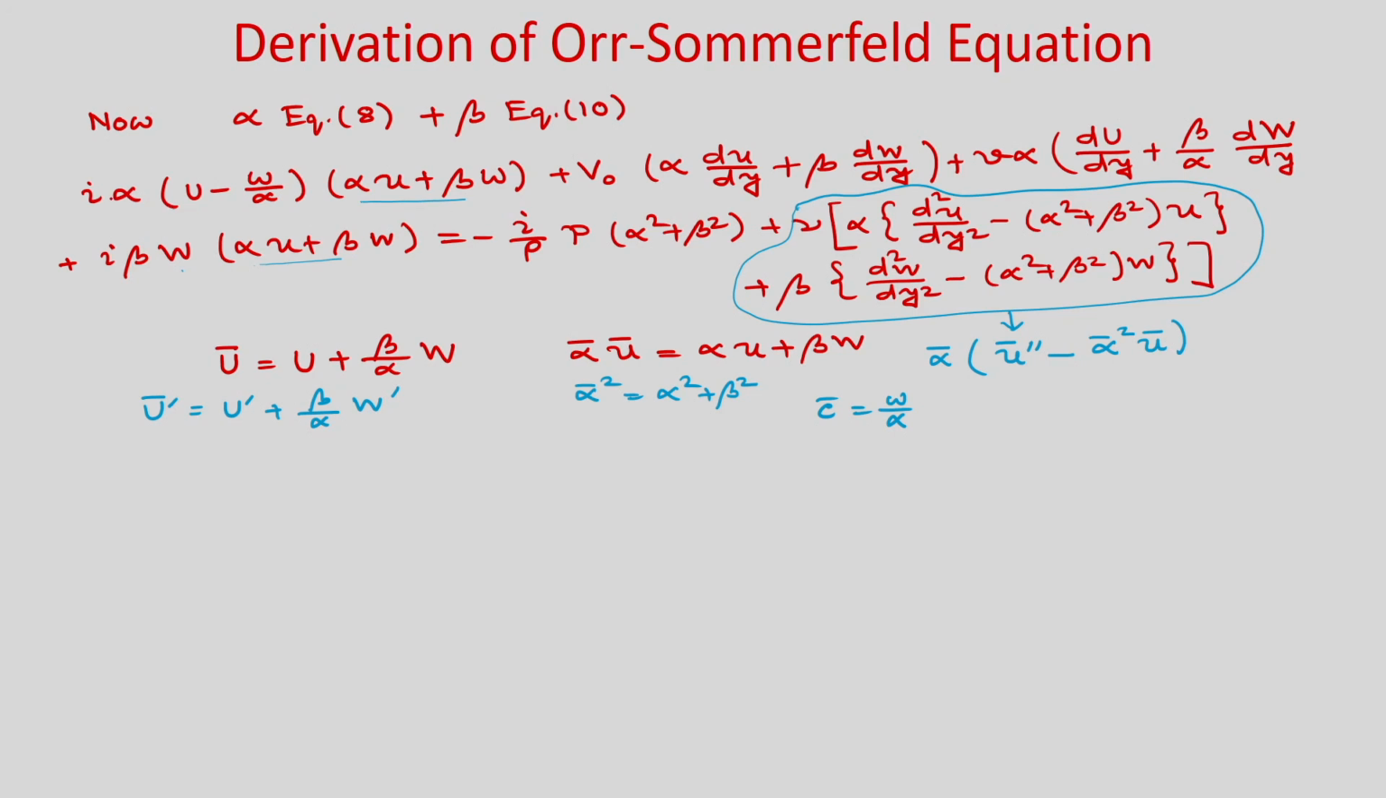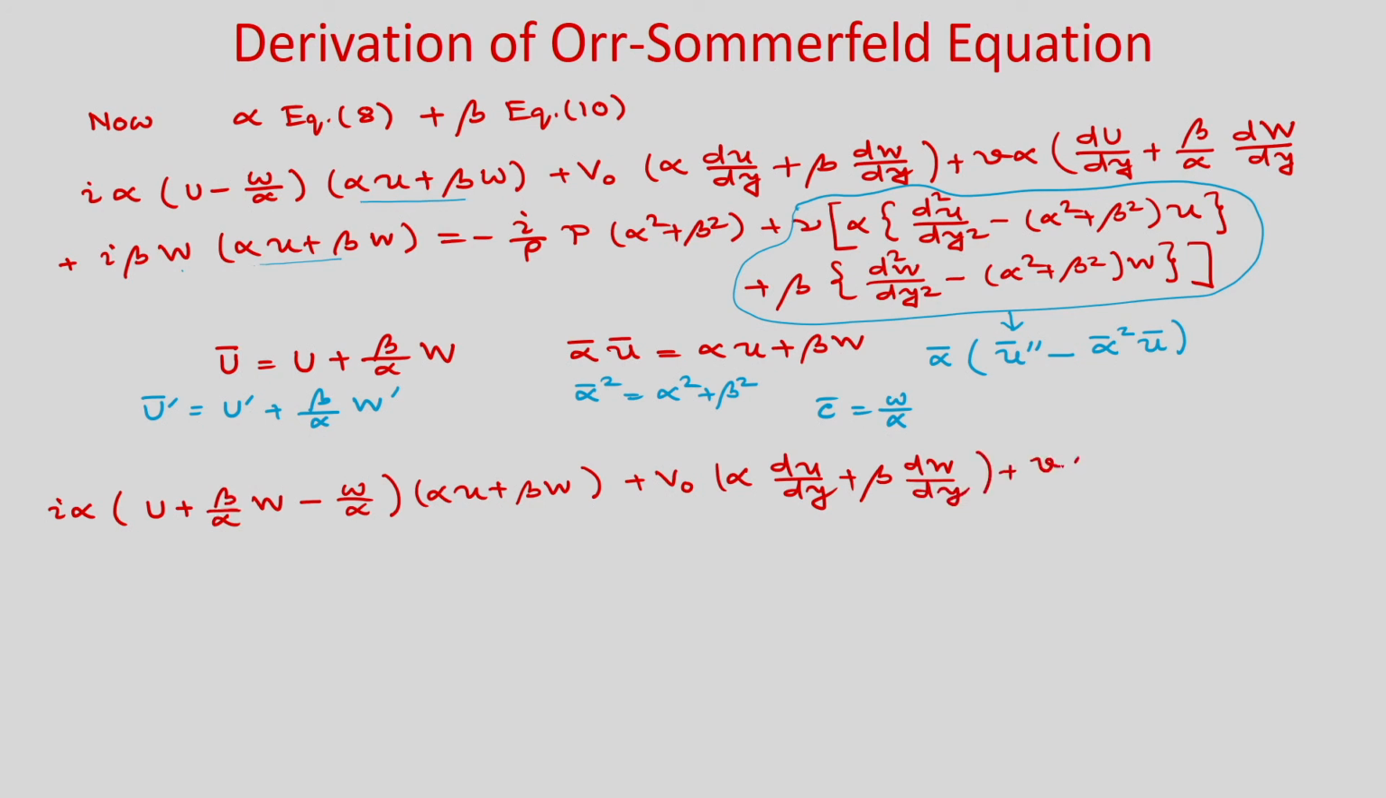So, here we will just write w is there beta w. So, if you take alpha outside, you will get i alpha u plus beta by alpha w, and minus omega by alpha, and this will be alpha u plus beta w. And this one just we will keep as it is, v naught alpha du by dy plus beta dw by dy plus v alpha.